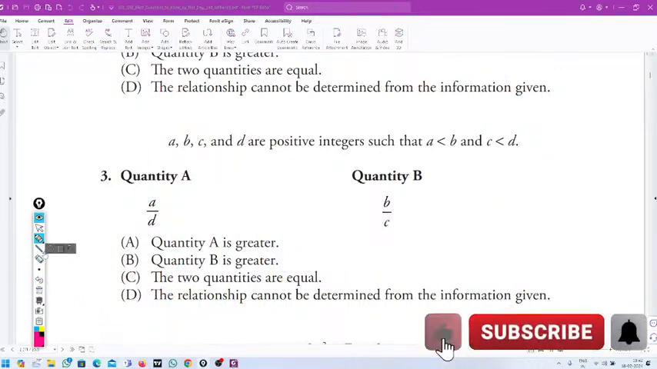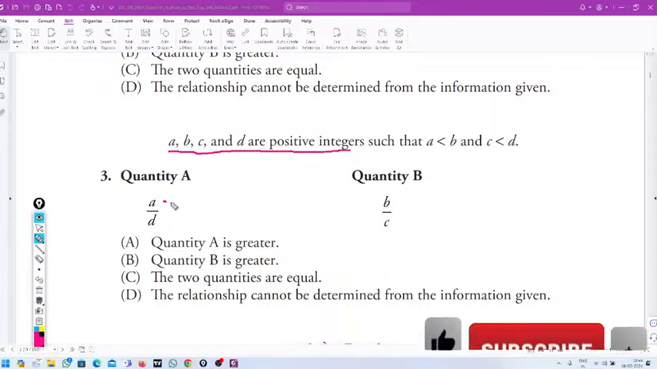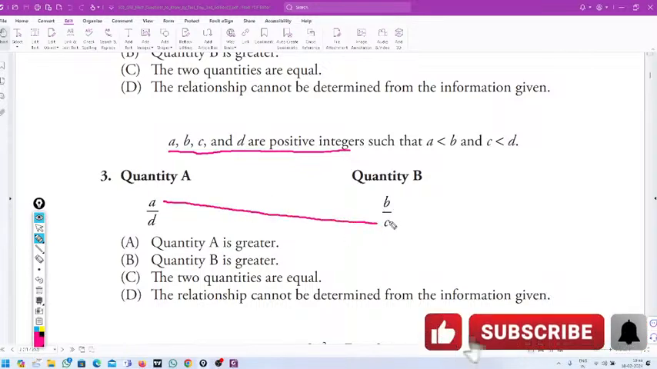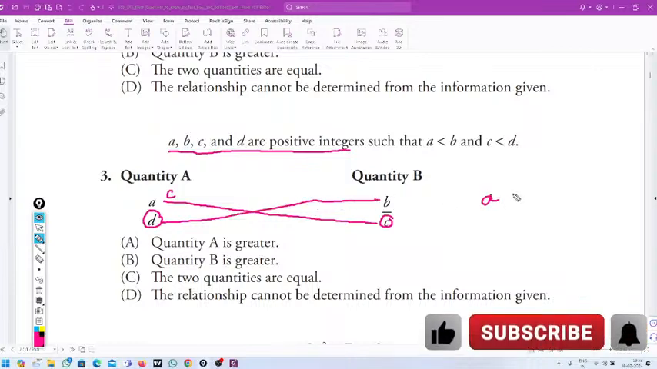So what is the thing we understood clearly here? When the quantities are all positive numbers, multiply C to the other side. Whatever the C is there here, multiply with here. And whatever the D is there here, multiply with here. So we can write it as AC one side and BD one side.